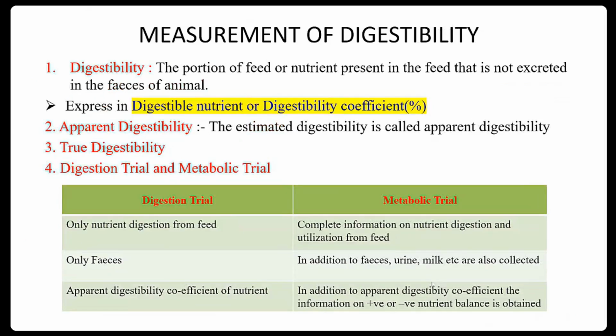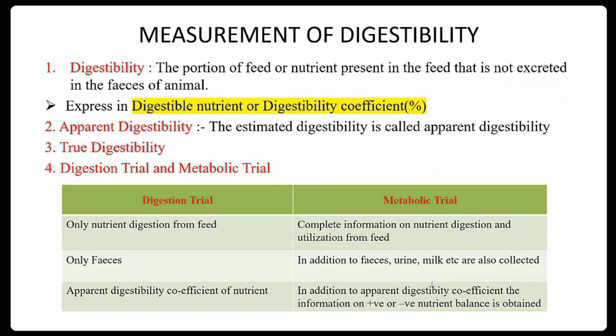How do we measure digestibility, or what is digestibility? It is the portion of feed or nutrient present in the feed that is not excreted in the feces of the animals; that part which is absorbed by the animal is called digestibility. Digestibility may be expressed in percentage or in kg, so both terms are utilized as the unit of digestibility.